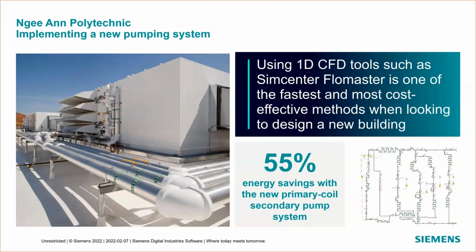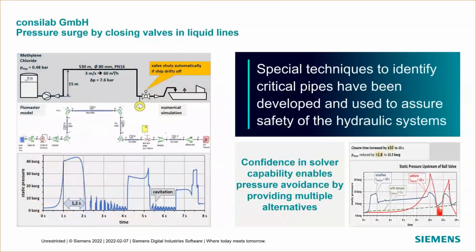The second example we're going to look at is a dynamic example from ConsiLab GmbH. In this case, they were looking at what happened when they closed these valves here and looking at the pressure surge. The accuracy of Flowmaster here allowed ConsiLab to rapidly evaluate alternatives to avoid unwanted pressure surge. This is a really good example of being able to use Flowmaster to design a system so it performs in a safe way while also being efficient.